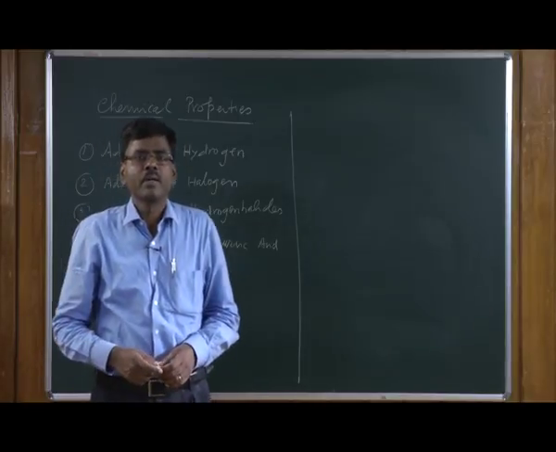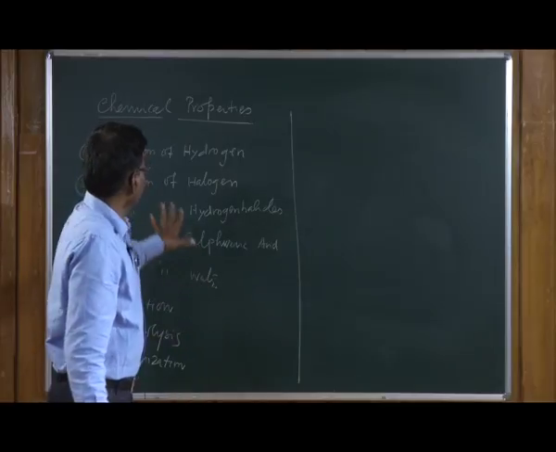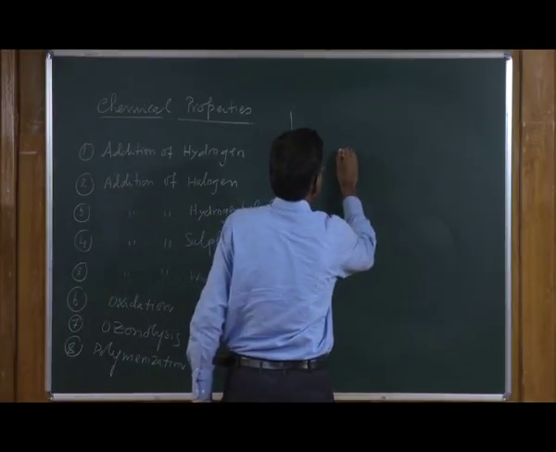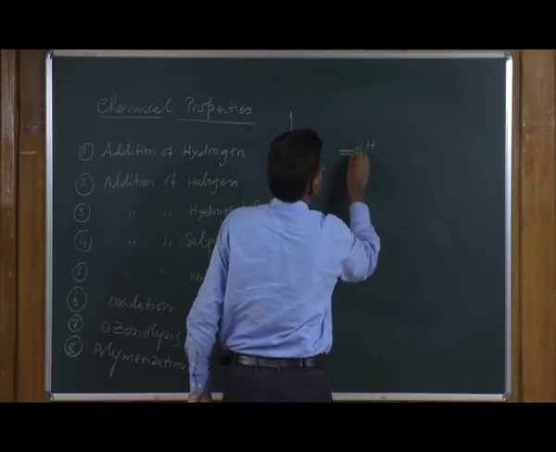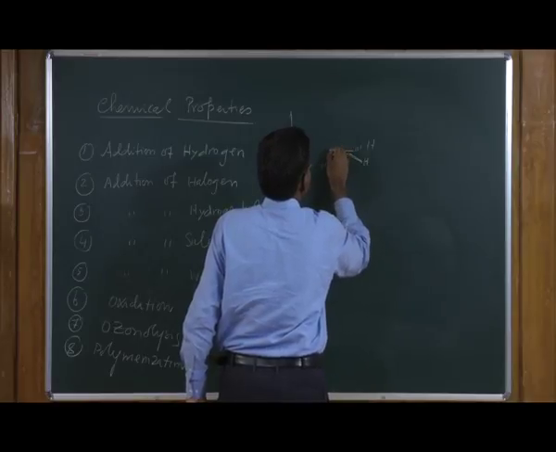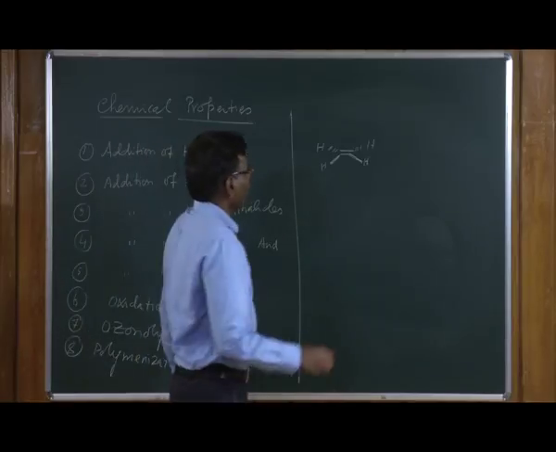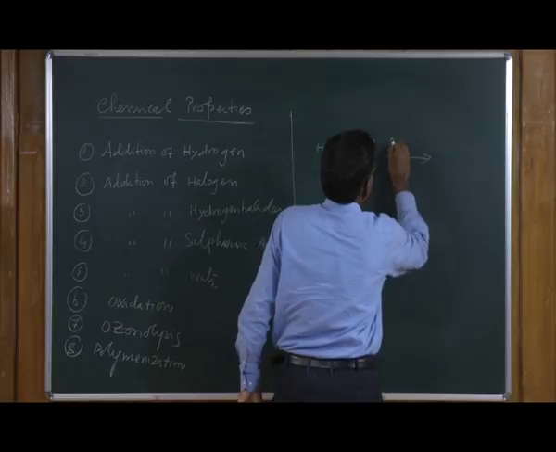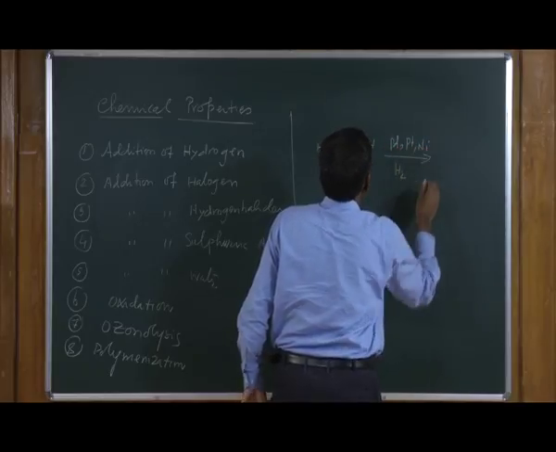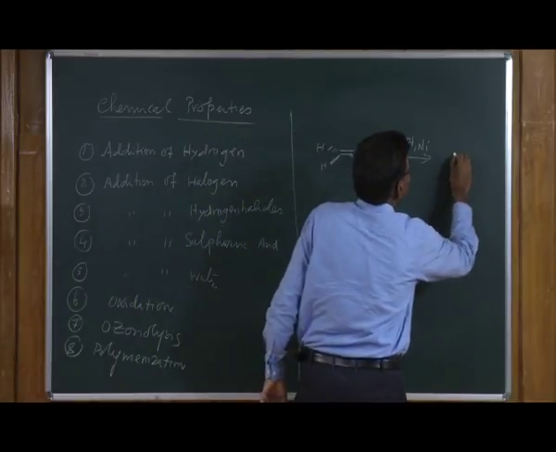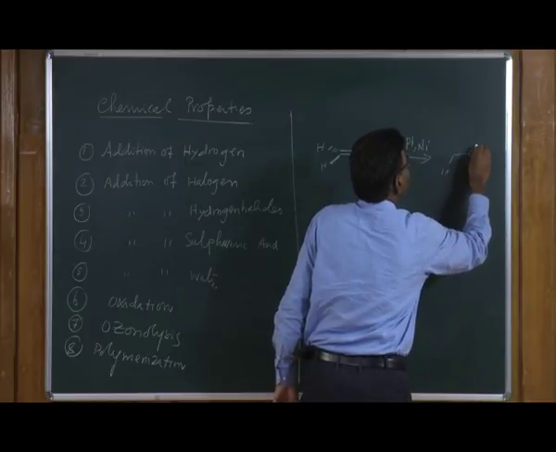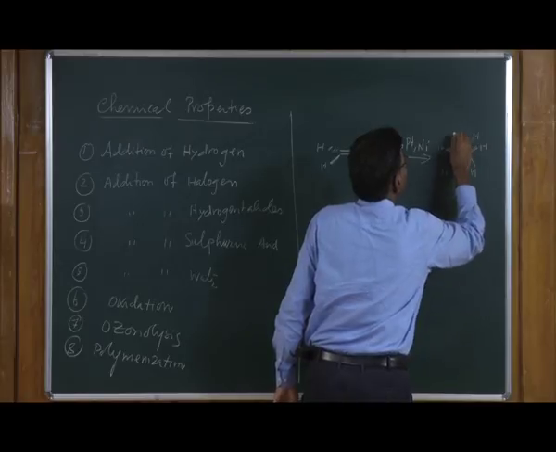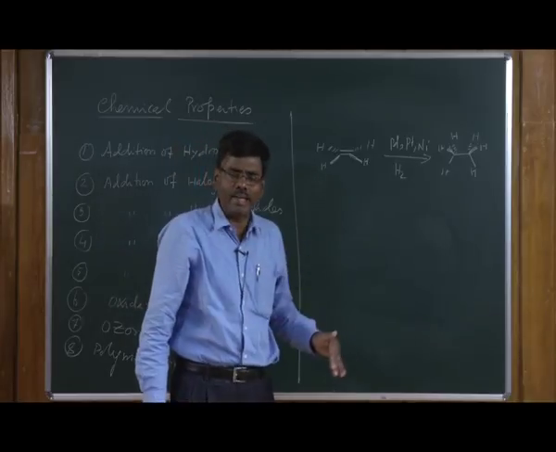As we have seen at the beginning, hydrogenation converts alkenes to alkanes using one equivalent of hydrogen. For example, when you treat ethylene with one molecule of hydrogen in the presence of catalysts like palladium, platinum and nickel, the hydrogen undergoes addition to the alkene and you get the alkane. As I mentioned earlier, the reaction is stereospecific.